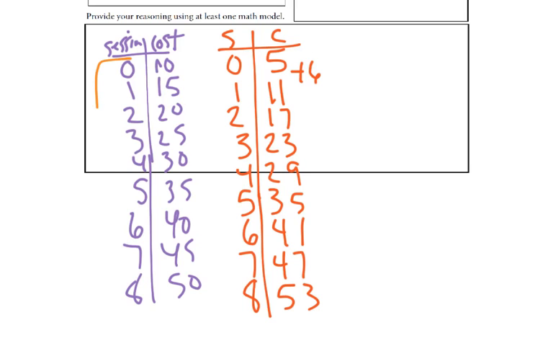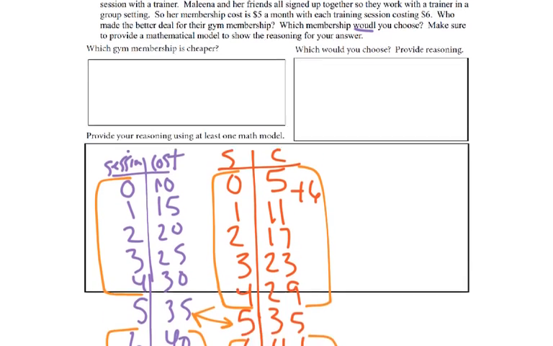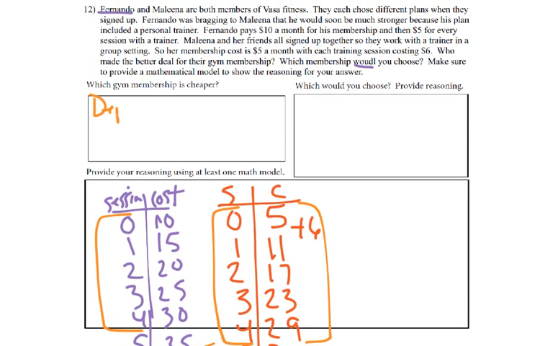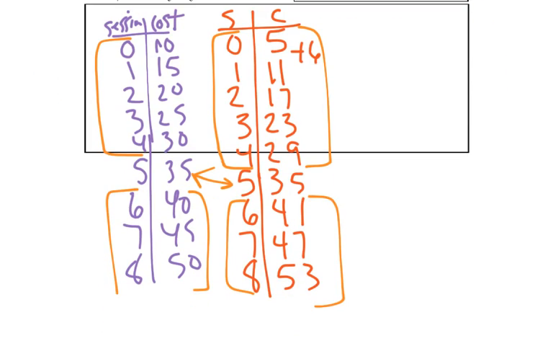So what we should notice right here is one thing. First of all, if it's less than 5 sessions, Melina's got a better deal, right? She's spending less. At 5 sessions, it doesn't matter. But greater than 5, then Fernando is cheaper. So which membership is cheaper depends on how many sessions, right? So you'd write this something like, Fernando is cheaper when the sessions are greater than 5. Okay? Melina is cheaper if the sessions are less than 5. If they go to 5, it's the same. Okay, and that table is a great way to tell.